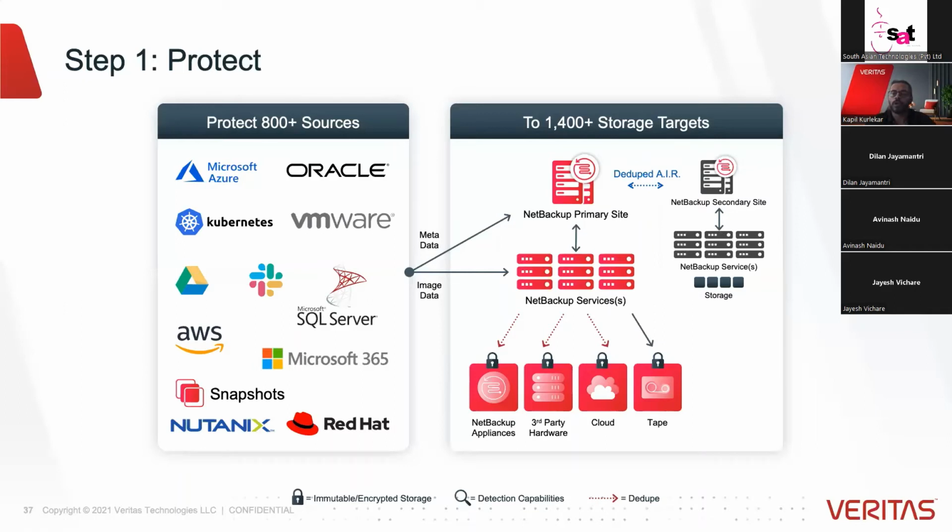Again, what you can also do is create a secondary NetBackup site from the primary site data itself, right? You can dedupe. You have the option of deduped AIR. AIR is the auto image replication. So your backup images as well as your catalogs are migrated to a secondary NetBackup site, where you can store all of that data. Again, this can form your air gap network as well.